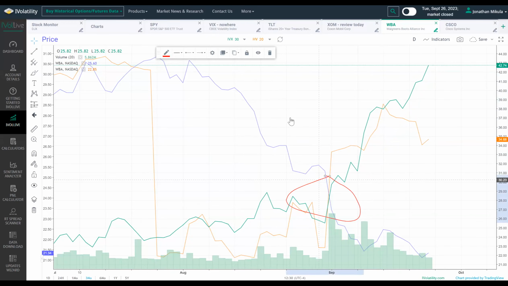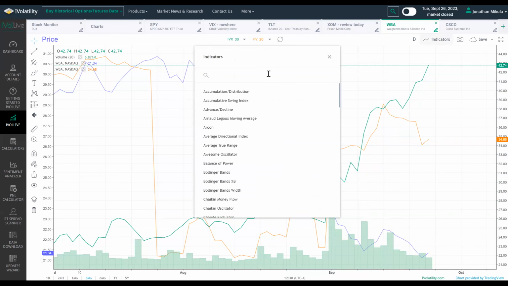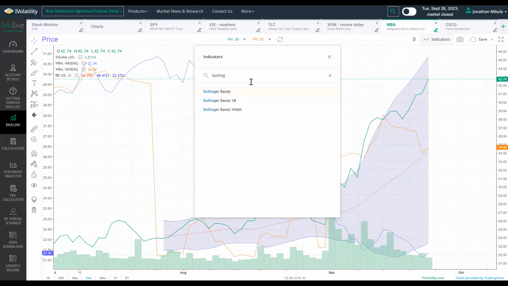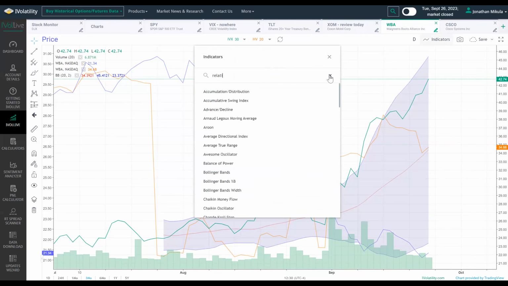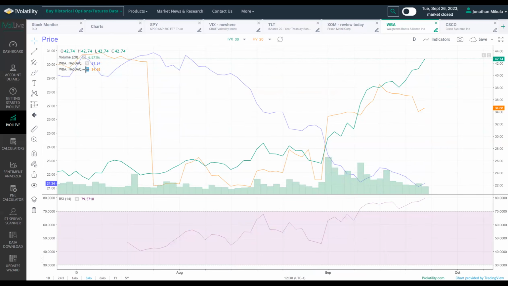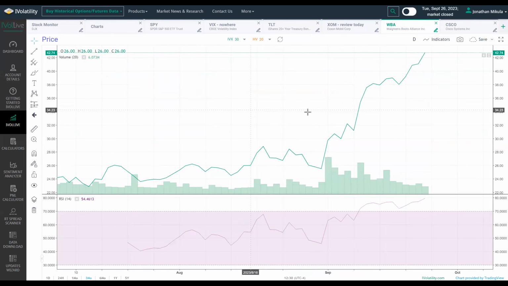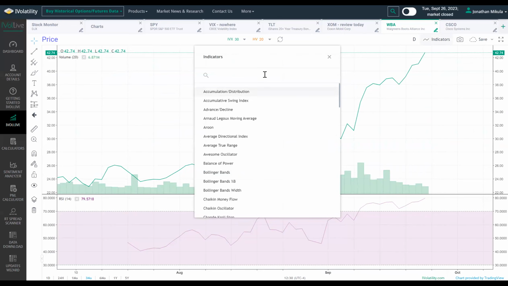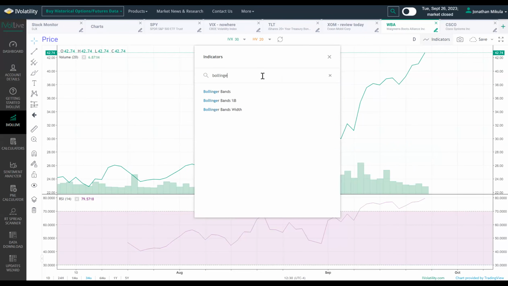So we could come here. Let me get rid of my beautiful drawings. Let's do our Bollinger, and then let's do our relative strength. What's great about these tools is that they apply to the implied volatility. Most of the time when you're looking at charting tools and other platforms, they're applying these technical indicators to the underlying stock price. In our case, we're applying them to the implied volatility, right?